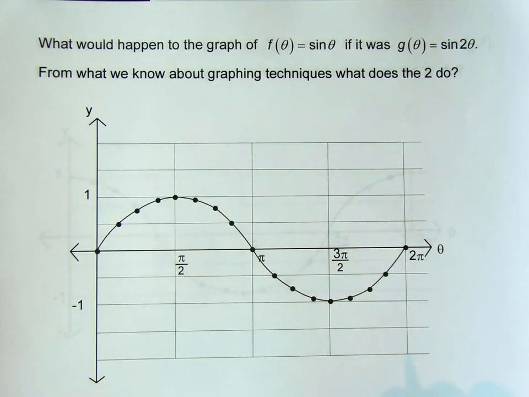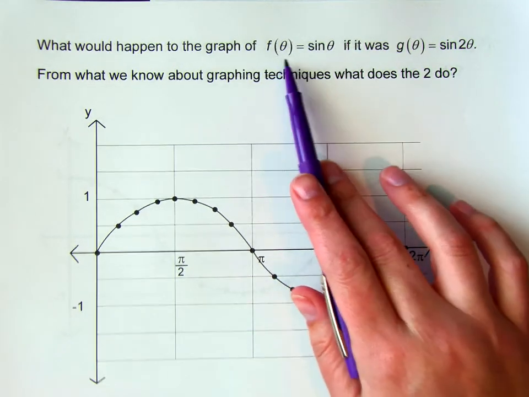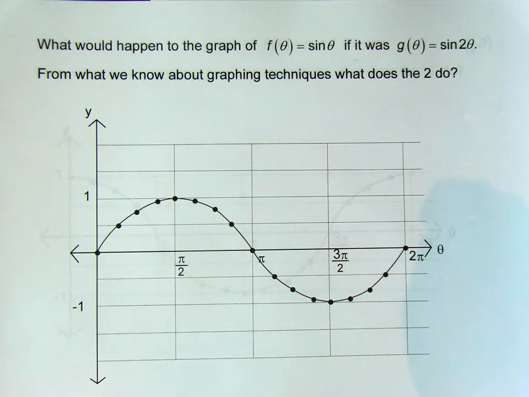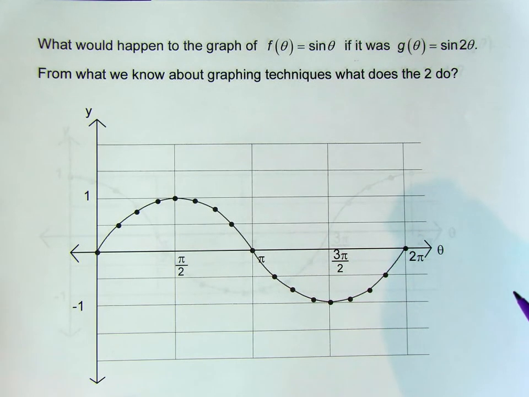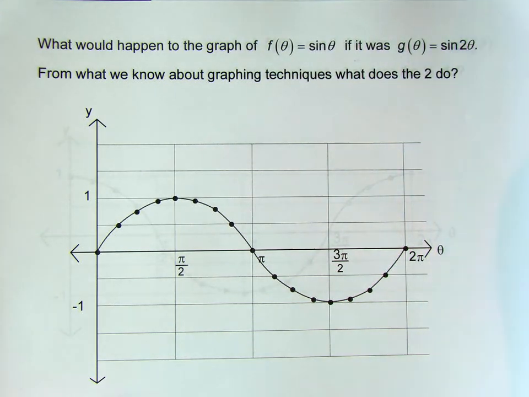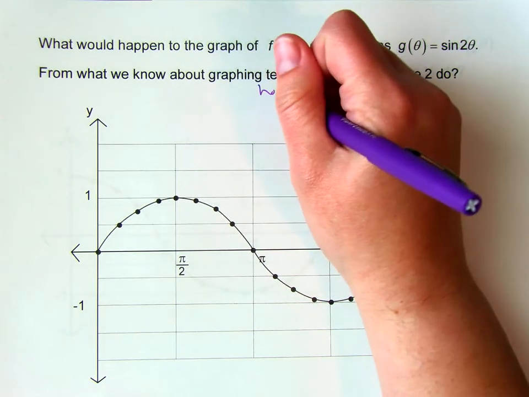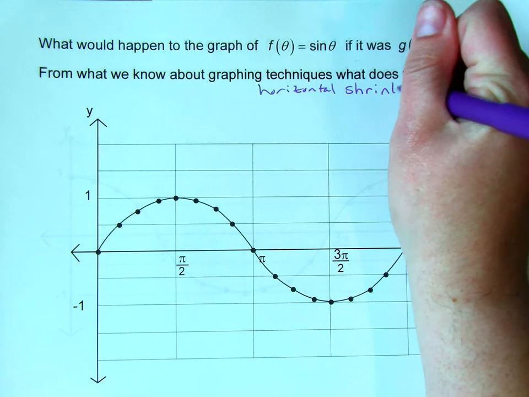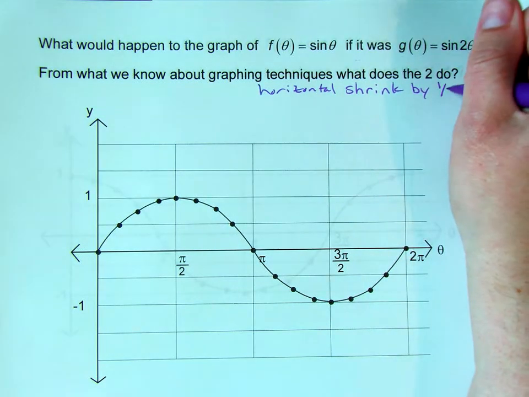Okay, what would happen to the graph of our function, f of theta equals sine theta, if g of theta was sine of 2 theta? Remember, we're thinking about theta as like our x, so this 2 is inside with the theta. So what we know is that inside affects the graph horizontally. From what we know about graphing techniques, what does the 2 do? Remember, inside is inverse. So the 2 is a horizontal shrink by 1/2.